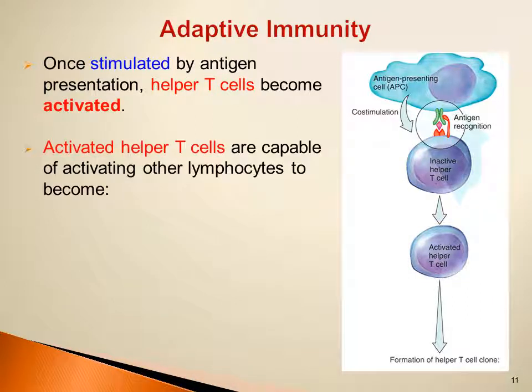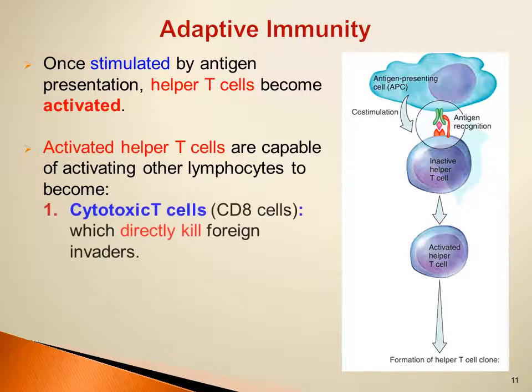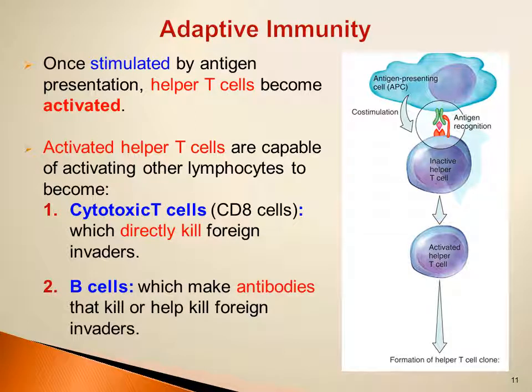Activated helper T cells are capable of activating other lymphocytes to become cytotoxic T cells. We also call them the CD8 cells, which directly kill the foreign invader. So the cytotoxic T cells can directly kill the foreign invader, and also the activated helper T cells can stimulate other lymphocytes to become B cells, which make antibodies that kill or help kill foreign invaders.